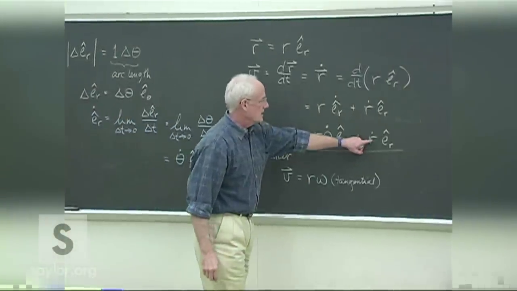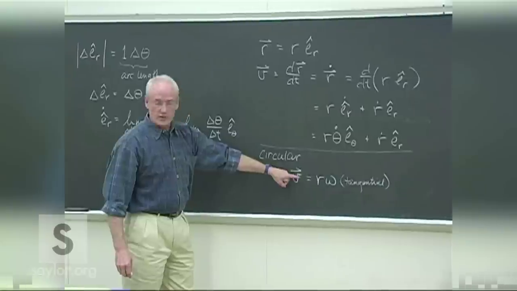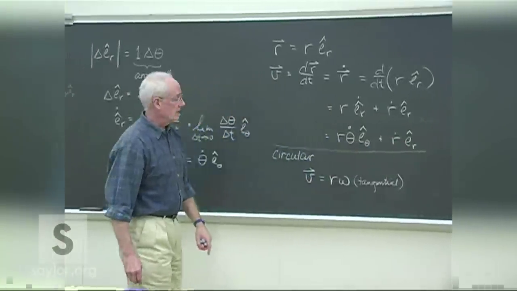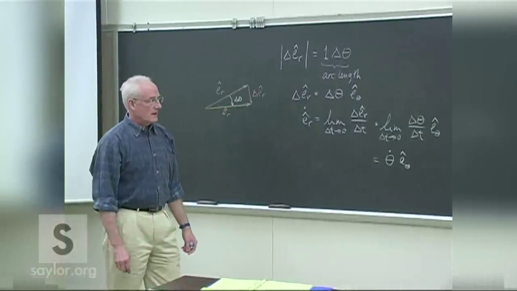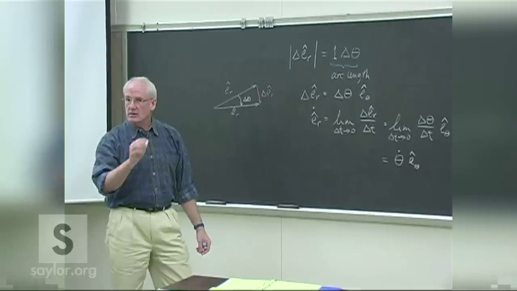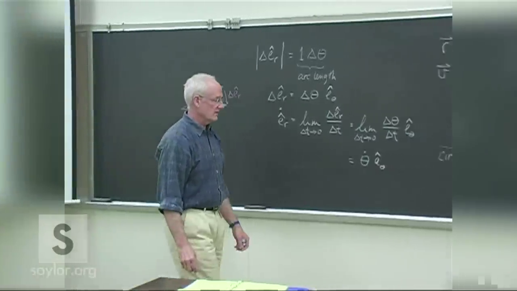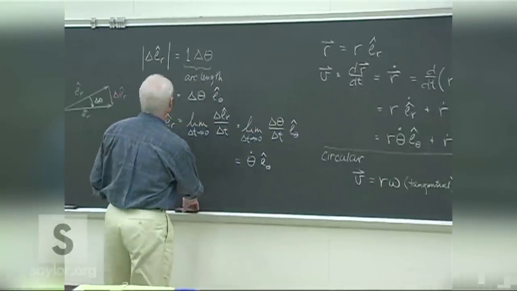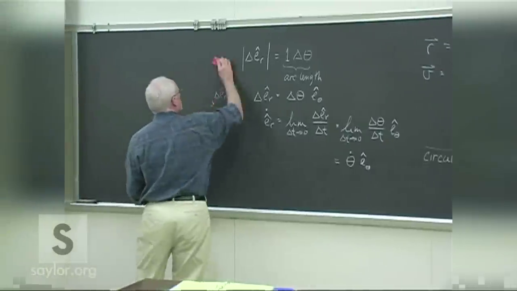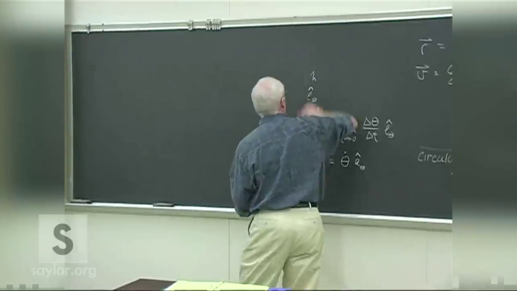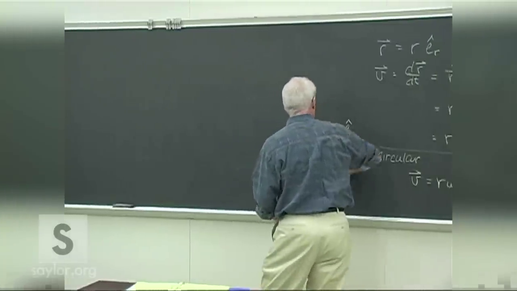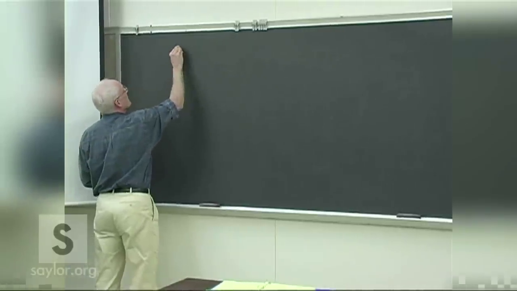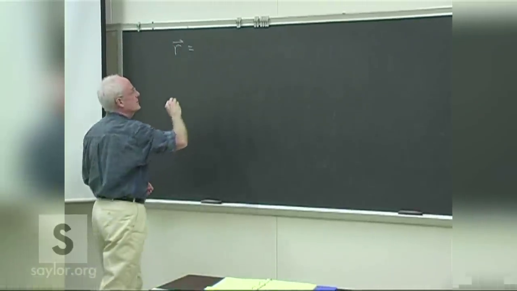And r dot is zero, meaning there's no normal component of the velocity, no radial component of the velocity. In circular motion, it's all the same distance from the center of motion at all times, and its velocity at any time is r omega. So that looks very much the same as what we'd seen before with circular motion. Okay, so no tricks there really, but we did have to look at things in a different way than we have before, because we have this time changing unit vector.